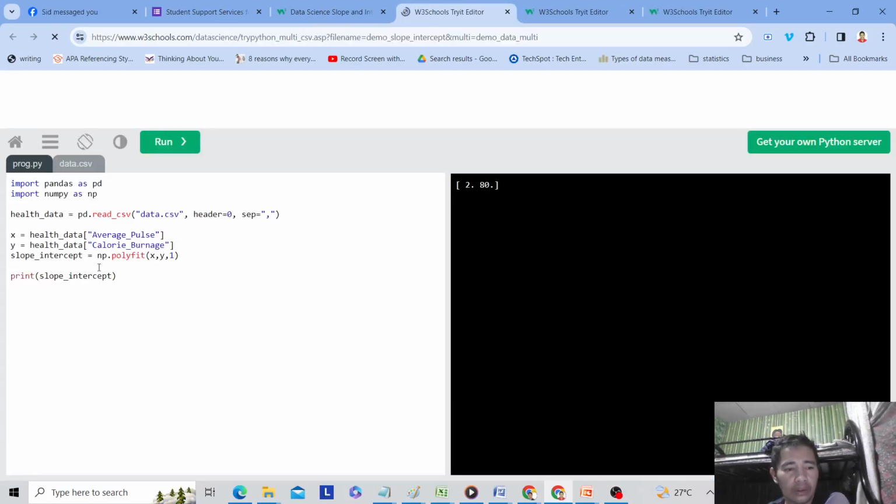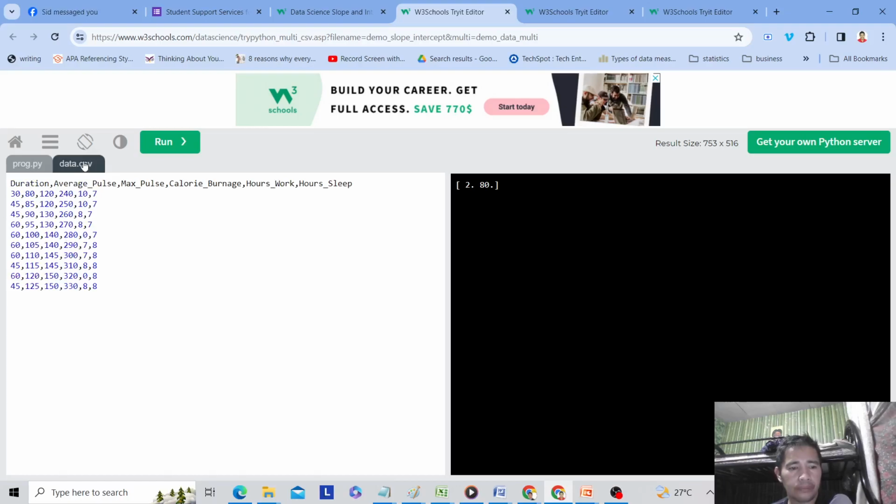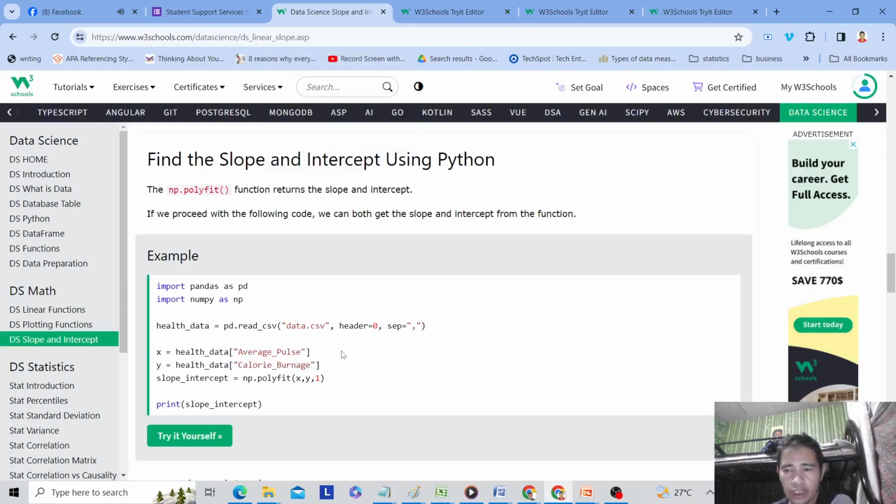So this is now the code, guys, and we print now the values, the 2 and 80, the same data, and the result is 2 and 80, an array. This is the slope, the 2.0, and the 80 is the intercept. Okay, so let's proceed.